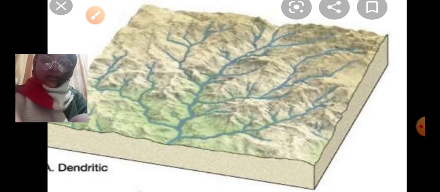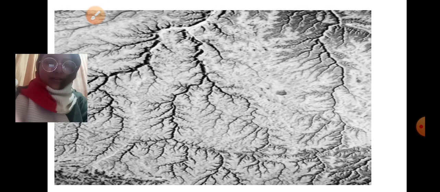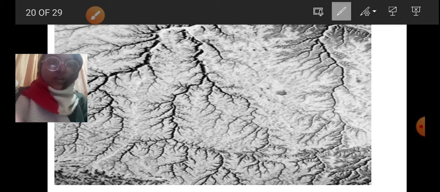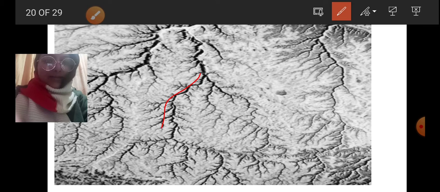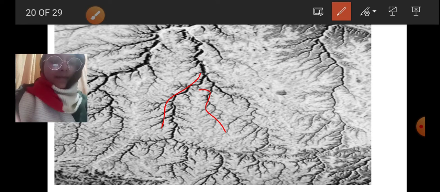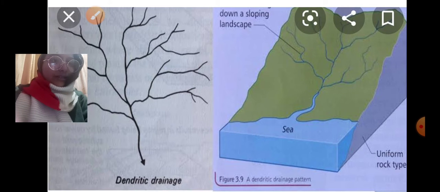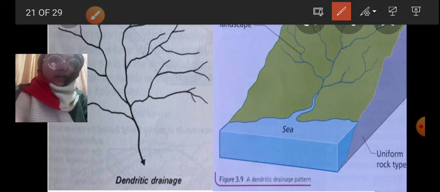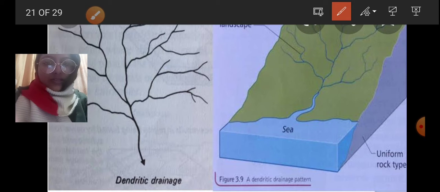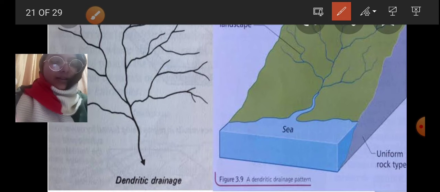Number one is the dendritic drainage pattern. You all can see in the picture. Here the main river and its tributaries form a pattern like the branches of a tree, or a branching tree. It is seen in areas of flat relief with a uniform rock type. So we see this type of drainage pattern where there is a flat area with a uniform rock type. Okay, first type.